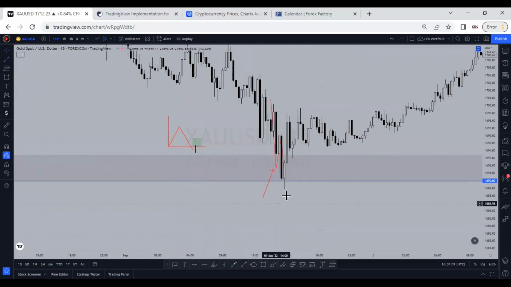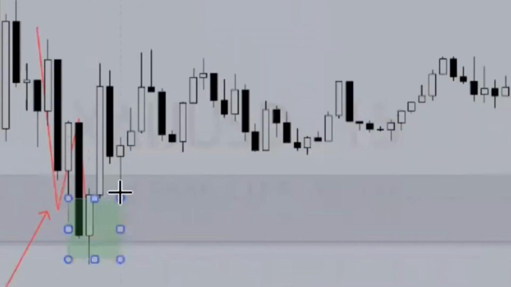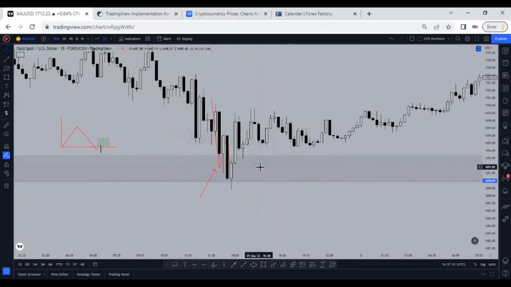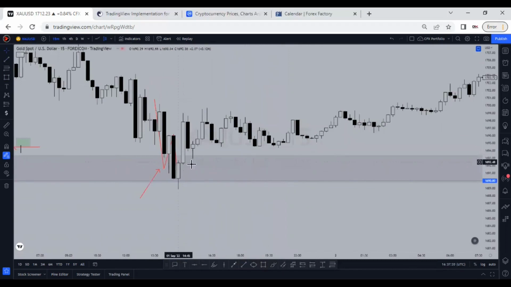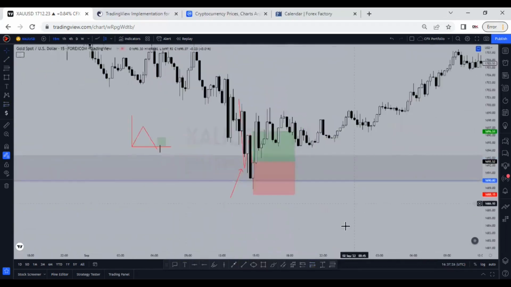Okay, so that is exactly what we have here. We have our double bottom and we have our pin bar formation. This is the pin bar candle, and it is time for us to execute the trade. So the trade will be here with our stop loss a little below the pin bar.